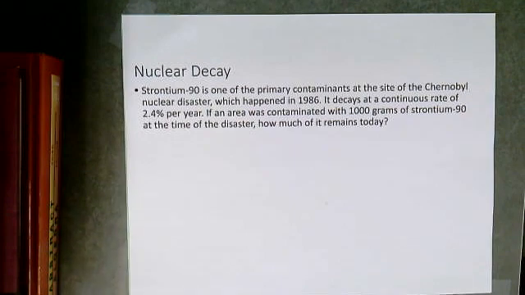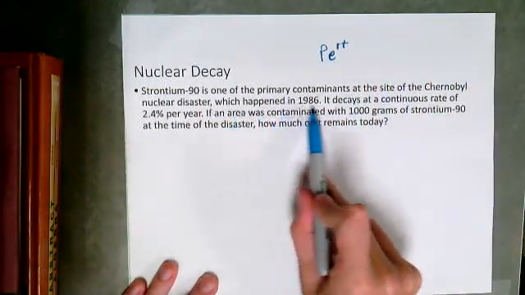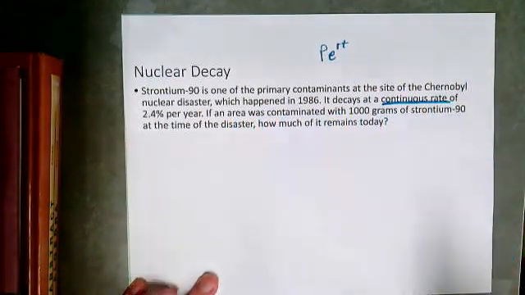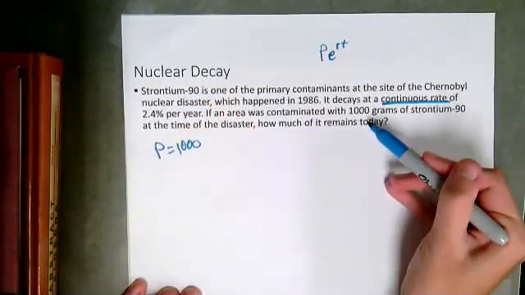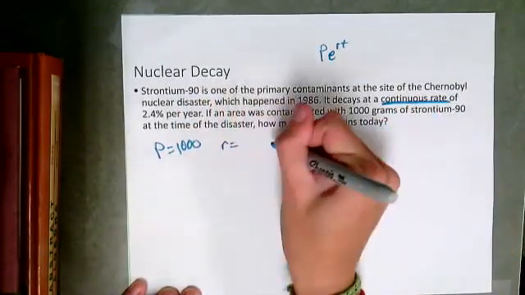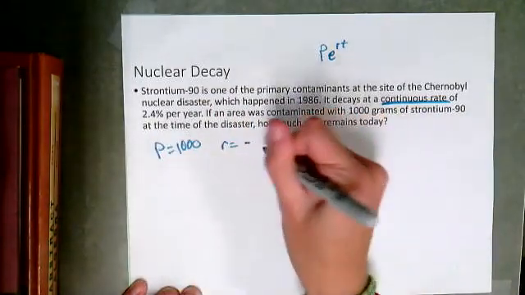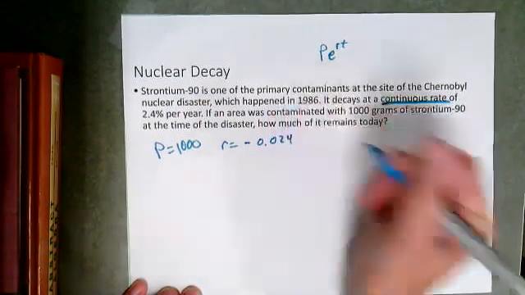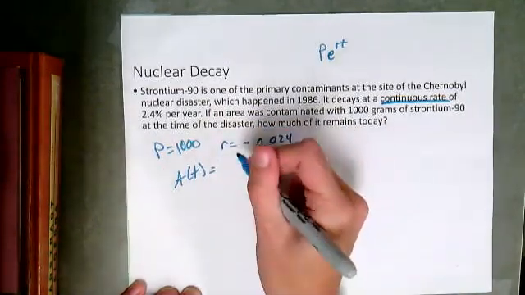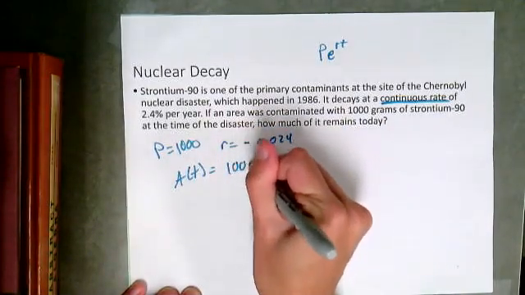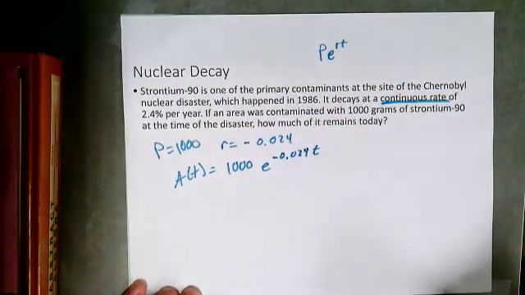Well, again, what are we going to use? We're going to use PERT because it is decay at a continuous rate. So P is going to be 1,000. We are starting with 1,000 grams. Our R is going to be negative, right, because it's decaying. Okay, so it's going down at a rate of 0.024, right? So A of T is going to be 1,000 e to the negative 0.024 T.